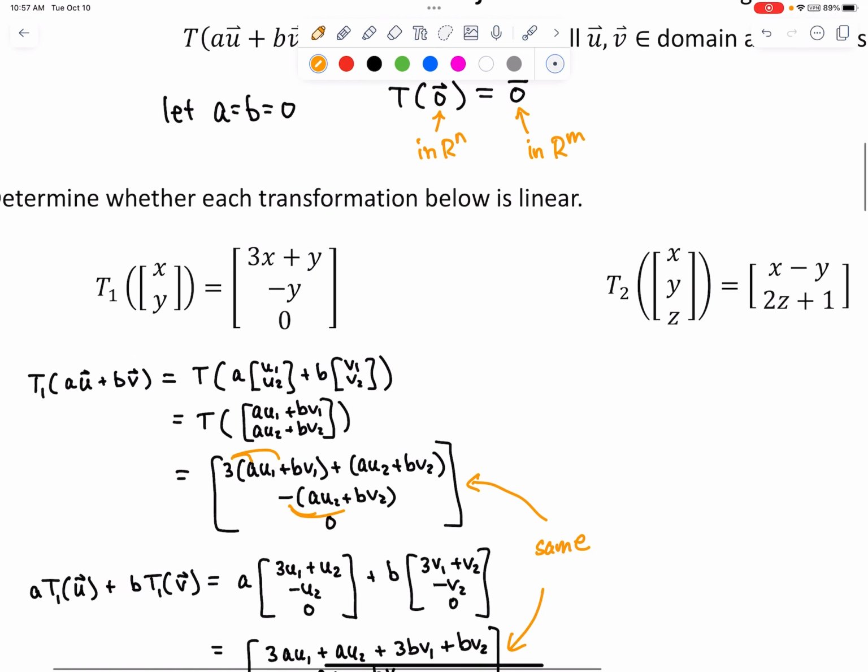Notice also that if I had plugged in the 0 vector into T1, we would get the 3-dimensional 0 vector back. So this does satisfy that the image of the 0 vector is also a 0 vector, or the pre-image of a 0 vector is a 0 vector. Basically, if you input the 0 vector into this transformation, you get the 0 vector back. This must be true for all linear transformations, although this isn't a sufficient condition, but it is a necessary condition. There are transformations that are not linear, where if you input the 0 vector, you get the 0 vector back.